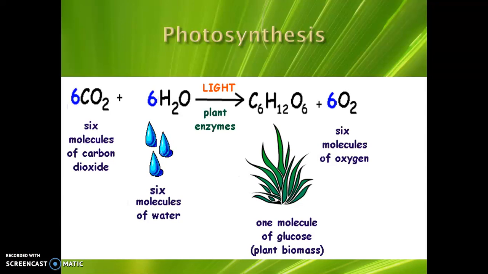Today we're going to learn the step-by-step process that is photosynthesis. So here is your equation for photosynthesis. Remember, reactants are what goes in, they're what the plant needs to do photosynthesis, and what comes out are your products. That's what plants make. So plants need carbon dioxide and water and sunlight. They use these things to create glucose and oxygen.